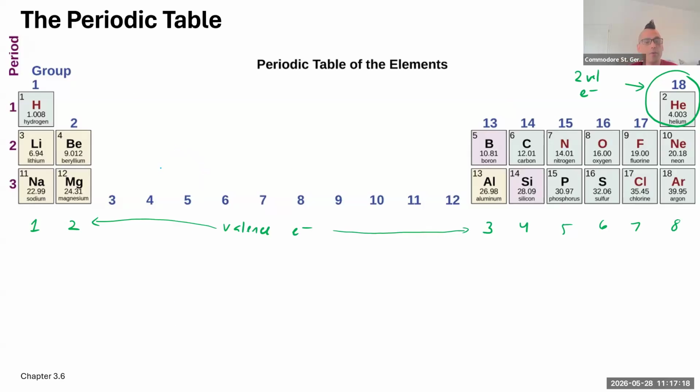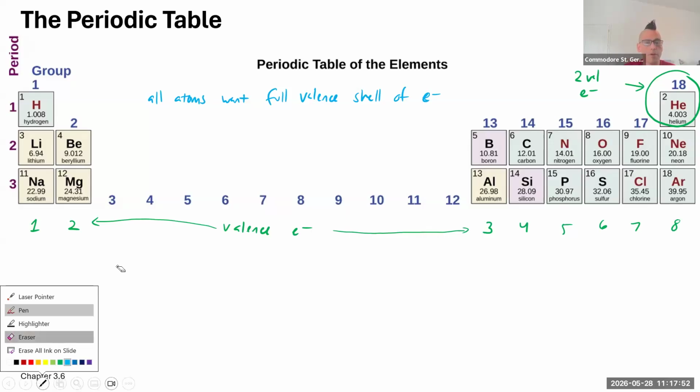And then we have a quote unquote guideline or rule that all atoms want a full valence shell of electrons, right? But if you remember, these already have, oops, let me write that better. These already have full valence shells, right?